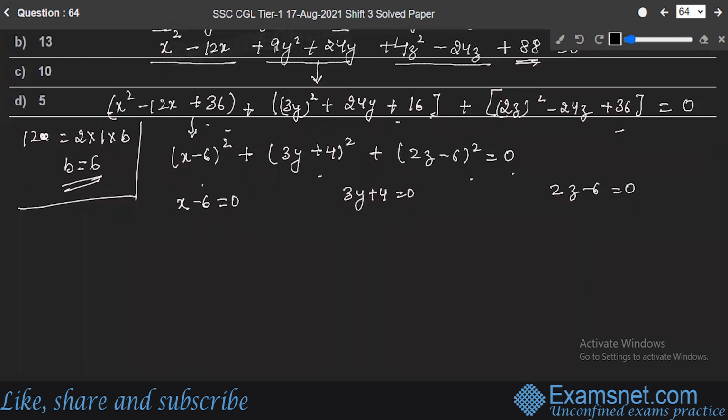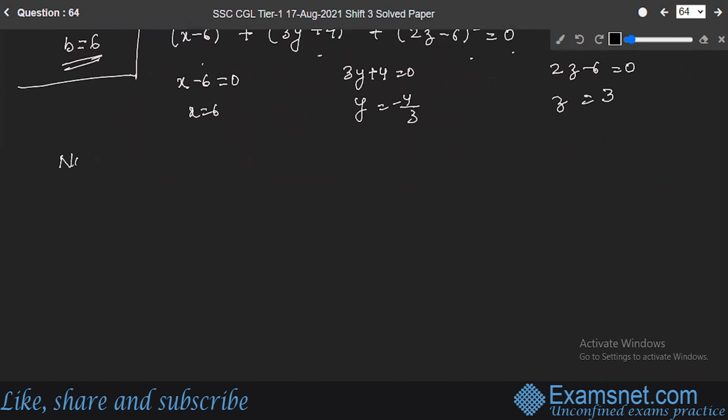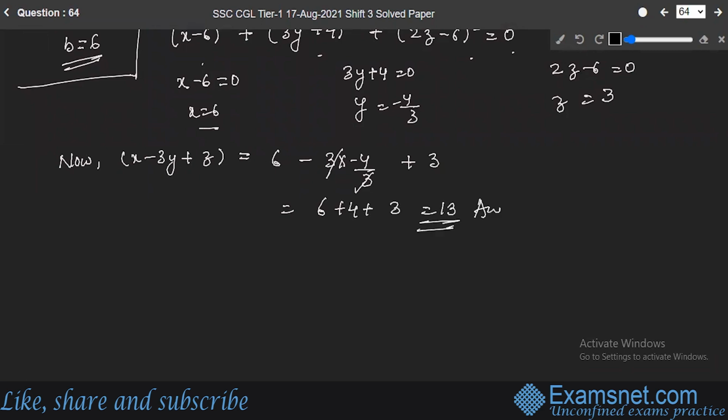So from here you have x is equal to 6, y is equal to minus 4 by 3 and z is equal to 3. What do you have to find out in the question? You have to find out the value of this expression x minus 3y plus z. So now x minus 3y plus z is equal to x is 6 minus 3 into minus 4 upon 3. They will get cancelled, plus z that is equal to 3. So this will be 6 plus 4 plus 3 that is equal to 13, which is your answer.